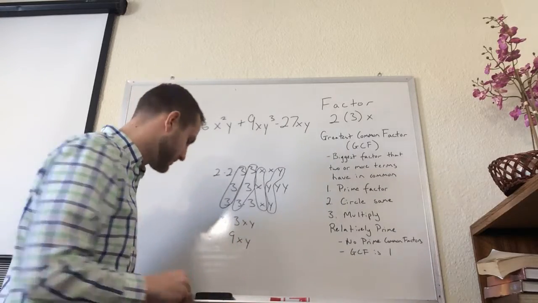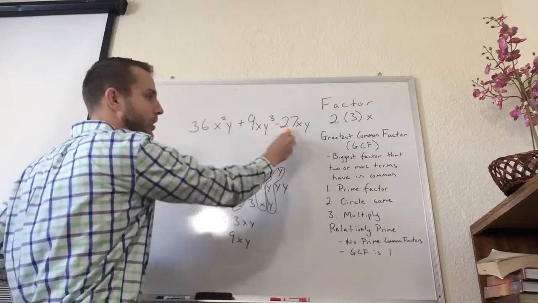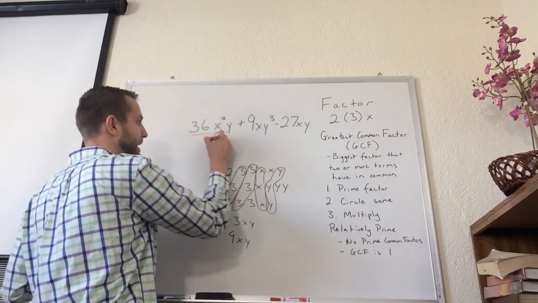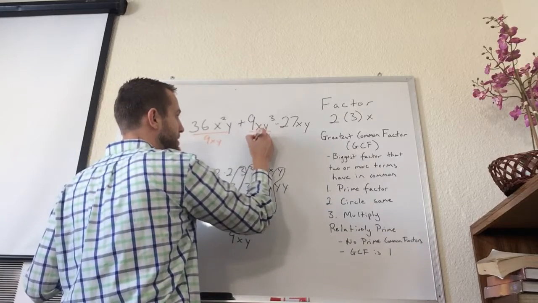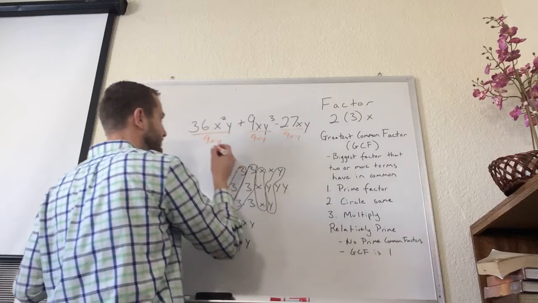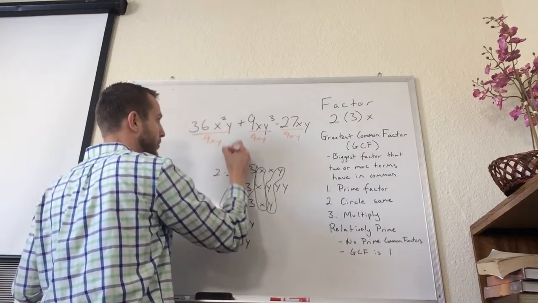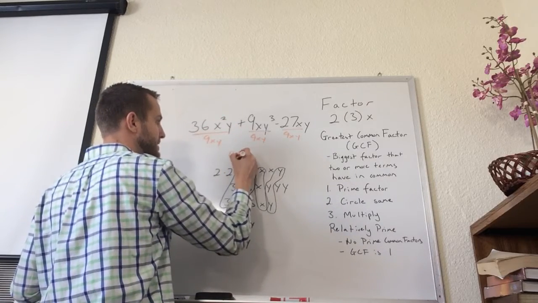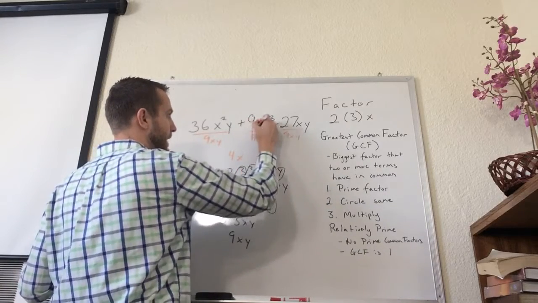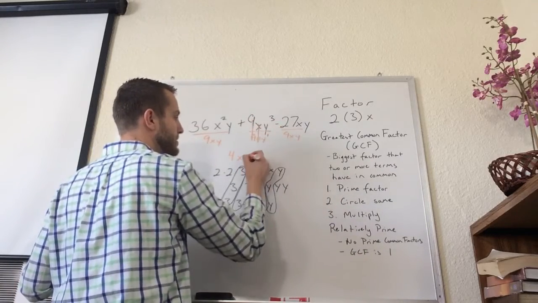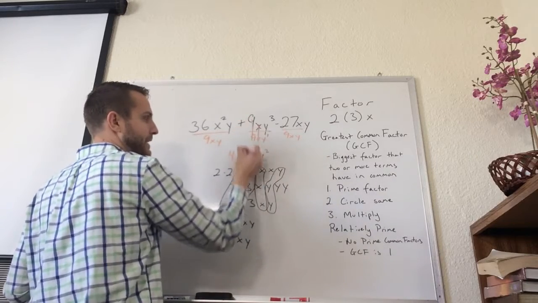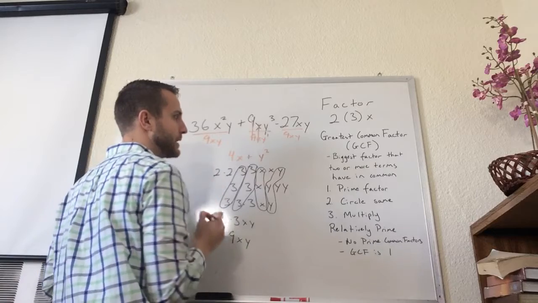Now remember, I'm going to divide my greatest common factor by all 3 of my terms. So I divide this by 9xy, divide this by 9xy, divide this by 9xy. 36 divided by 9 is 4. X squared divided by x is x. My y's cancel. 9's cancel, x's cancel, y cubed divided by y is y squared. Don't forget that plus sign.